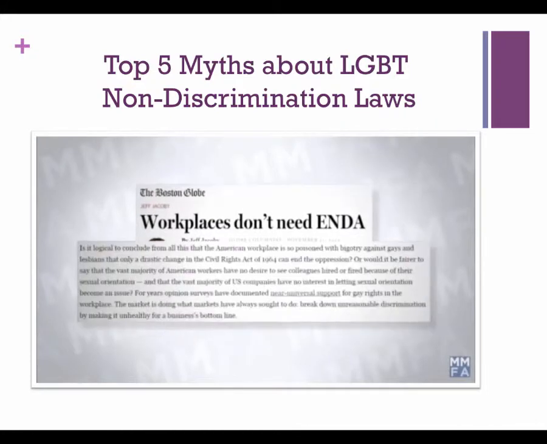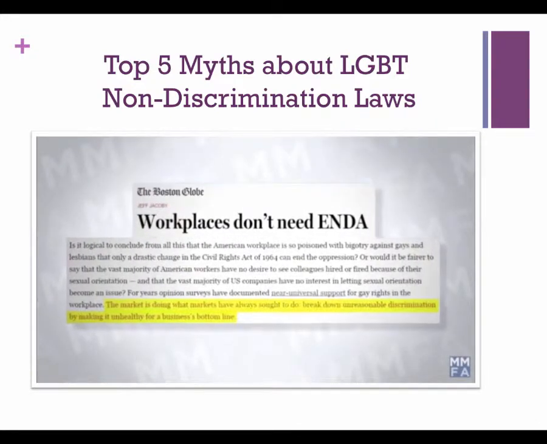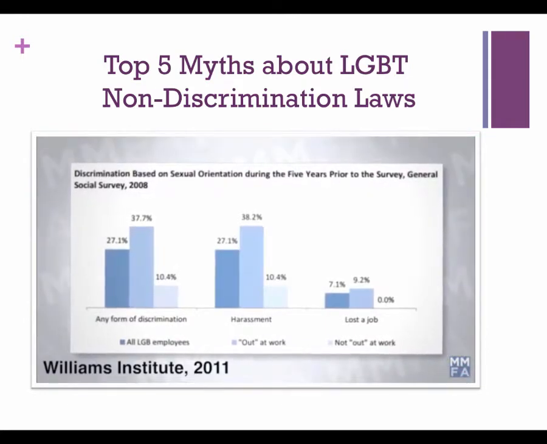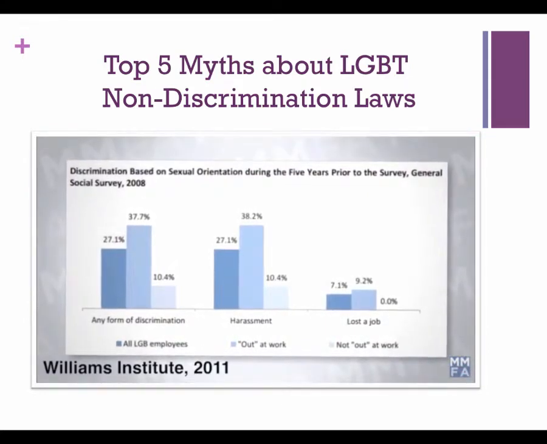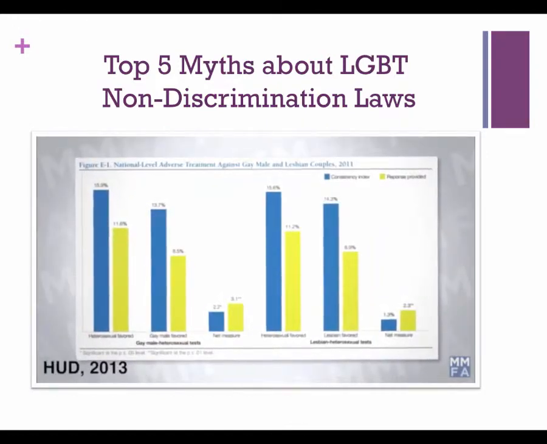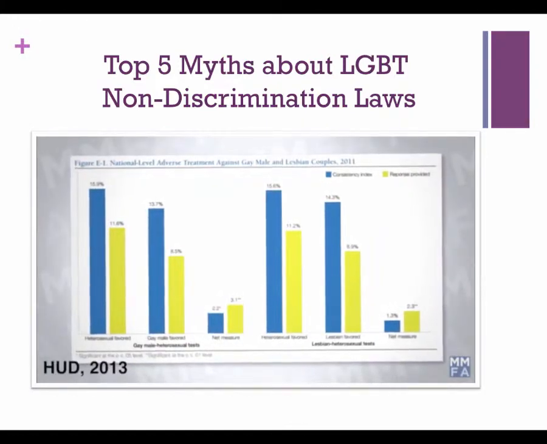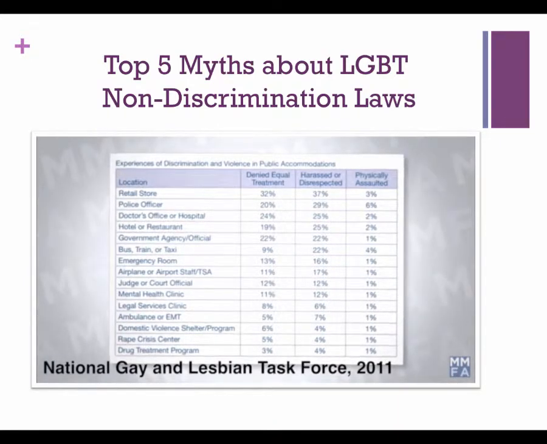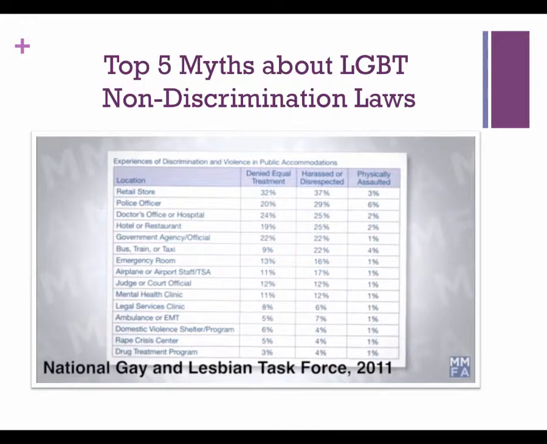Another version of this argument is that the free market discourages discrimination against gay people. It's a nice story, but it's a lie. Studies have found that nearly half of all LGBT people will experience some form of employment discrimination in their lifetime. A recent study by the Department of Housing and Urban Development found widespread discrimination against same-sex couples in housing. And the situation is even worse for the transgender community, which faces astronomical rates of discrimination and harassment.